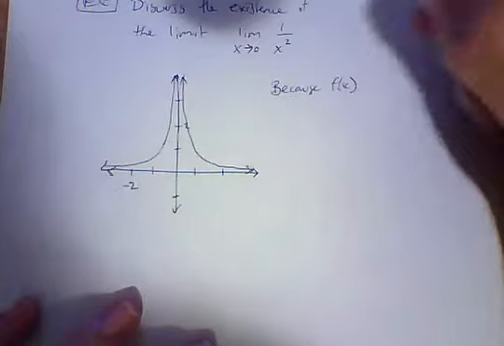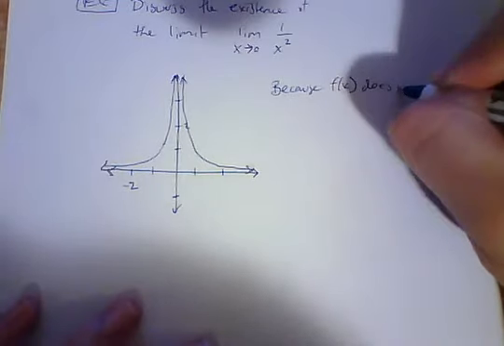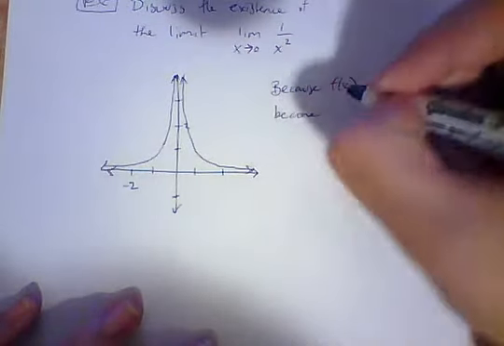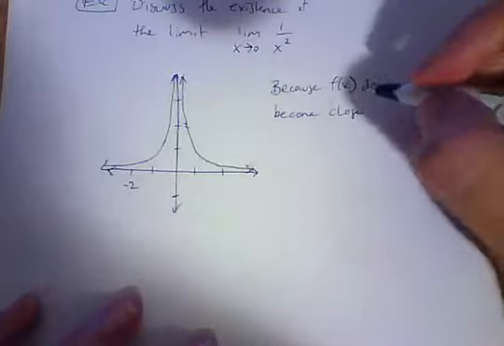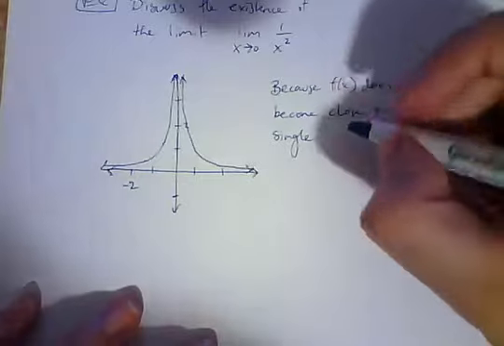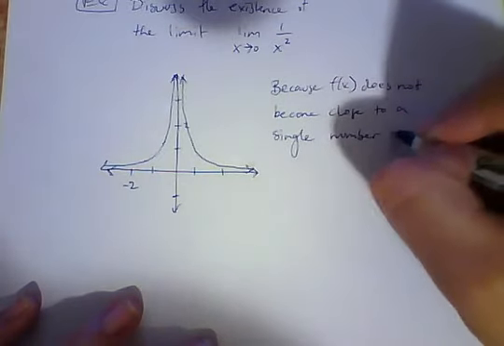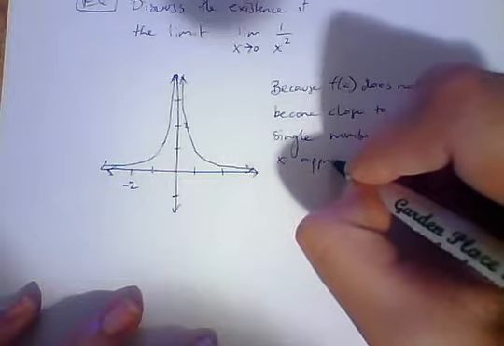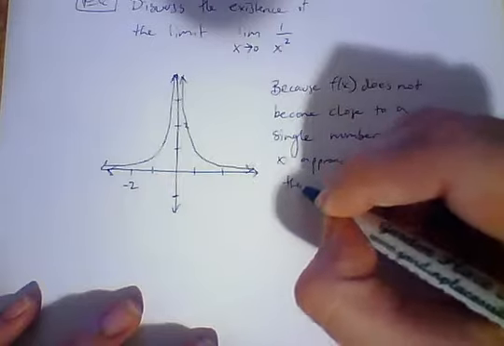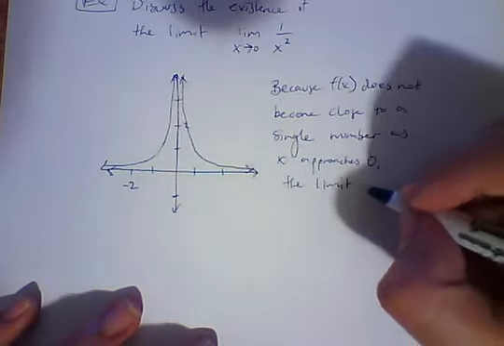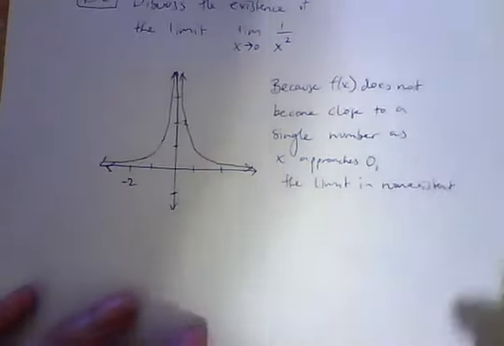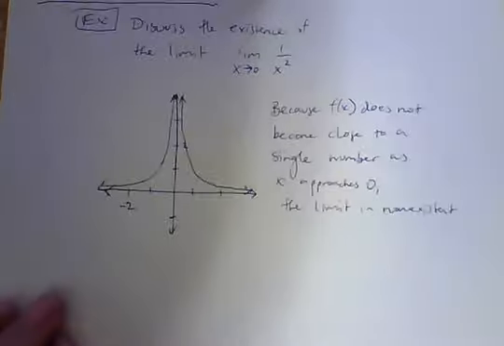Okay, so what we can state then is because f of x does not become close to a single number as x approaches zero, the limit is non-existent.